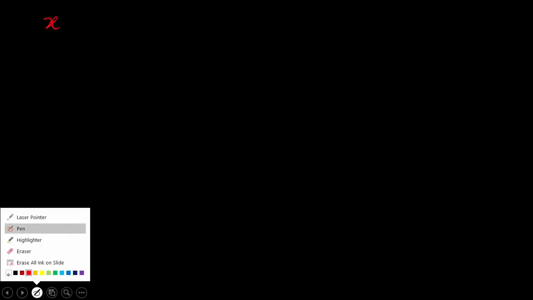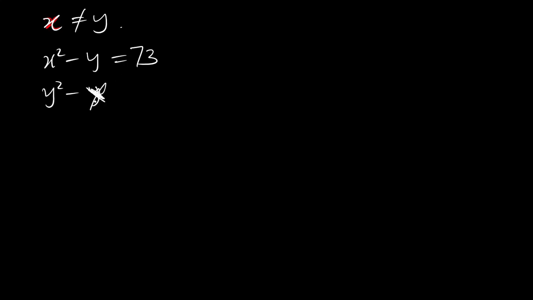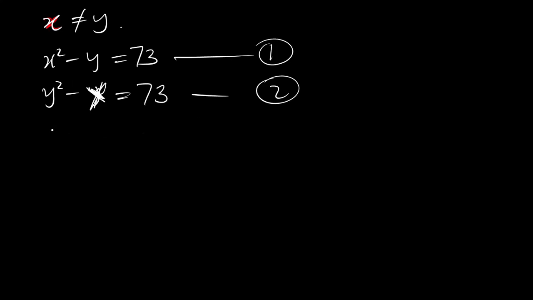Let's begin. Now we have x, I prefer y. So x is not equal to y. Now these are the conditions. x squared minus y is equal to 73. Then y squared minus x is equal to 73. So this is equation 1, this is equation 2.